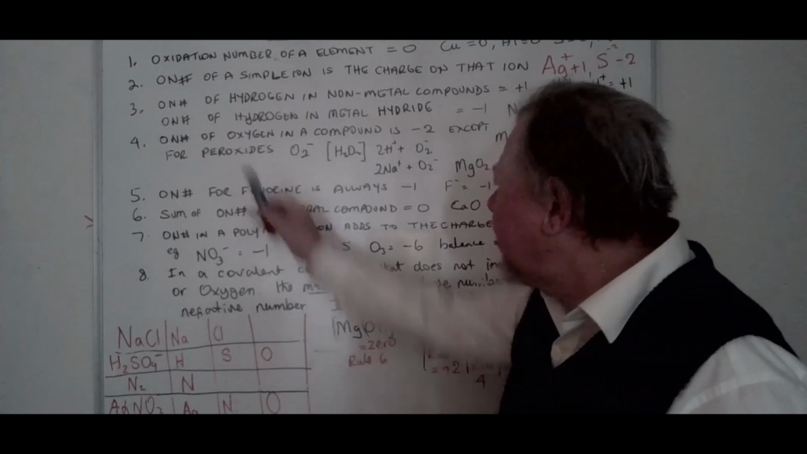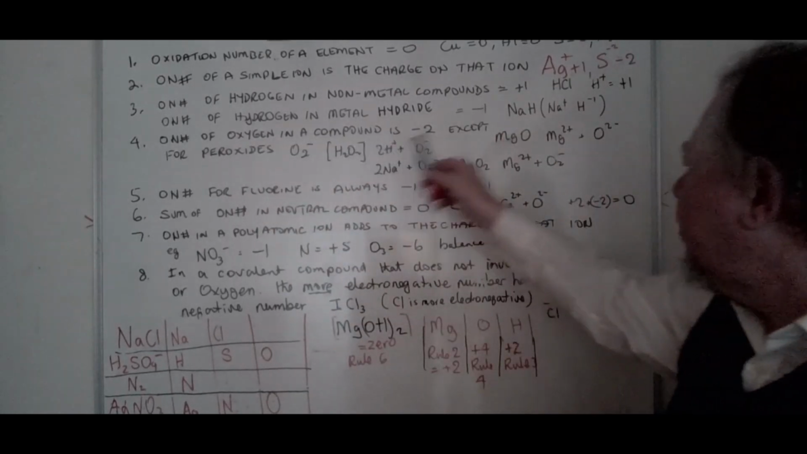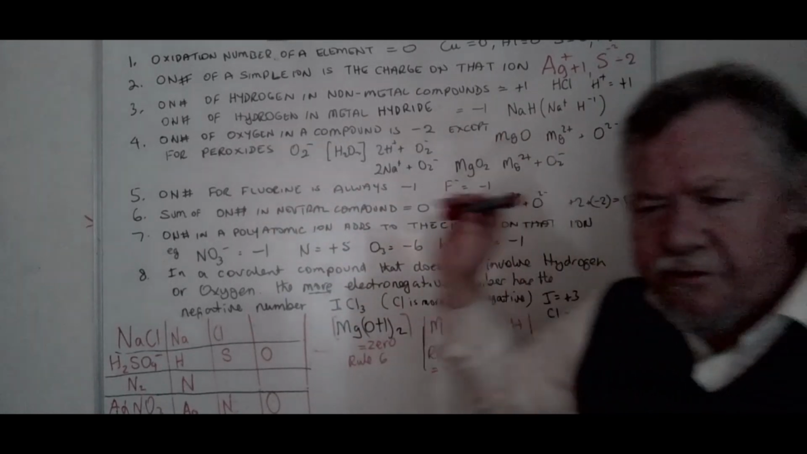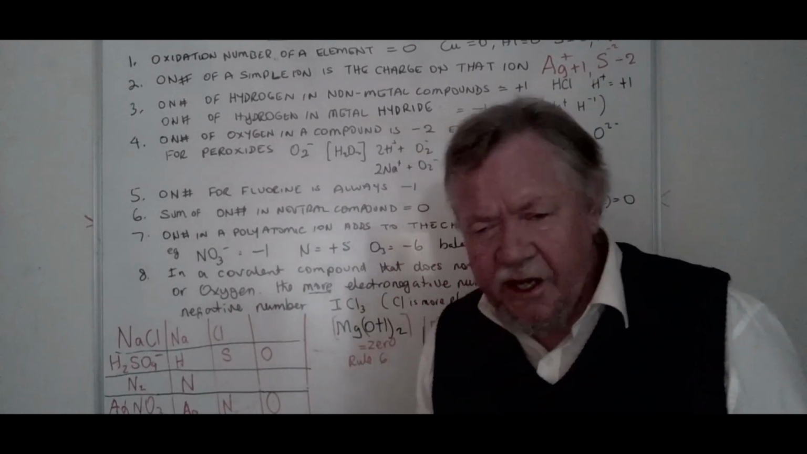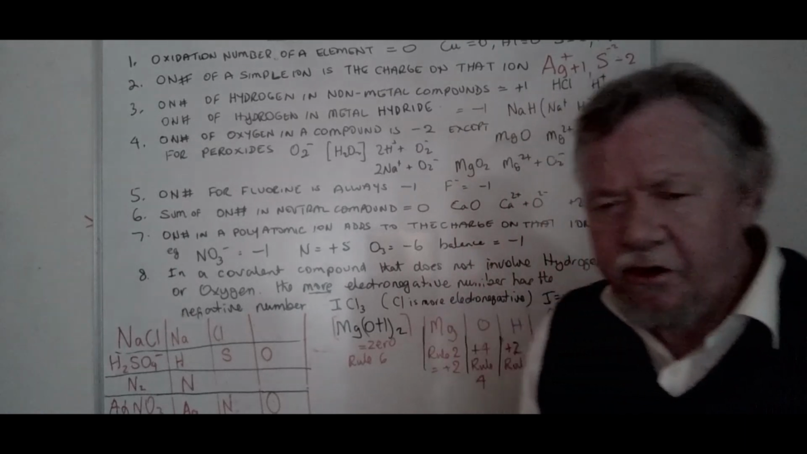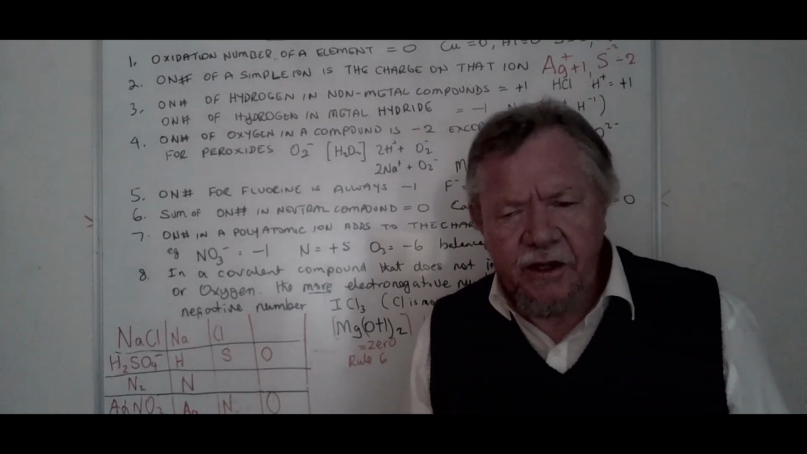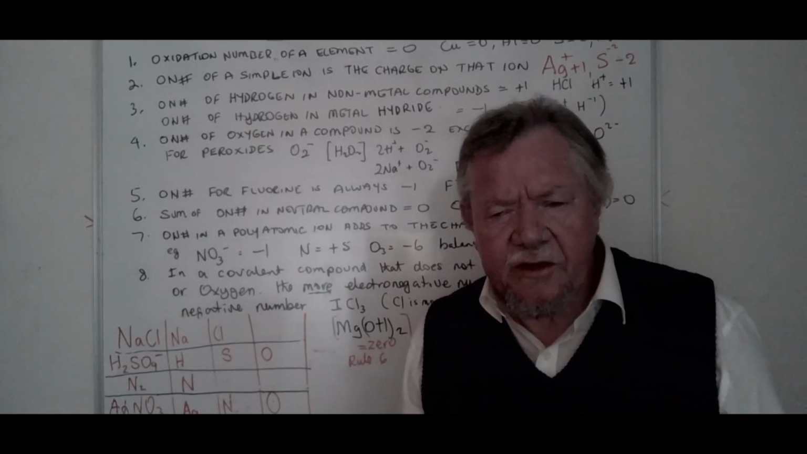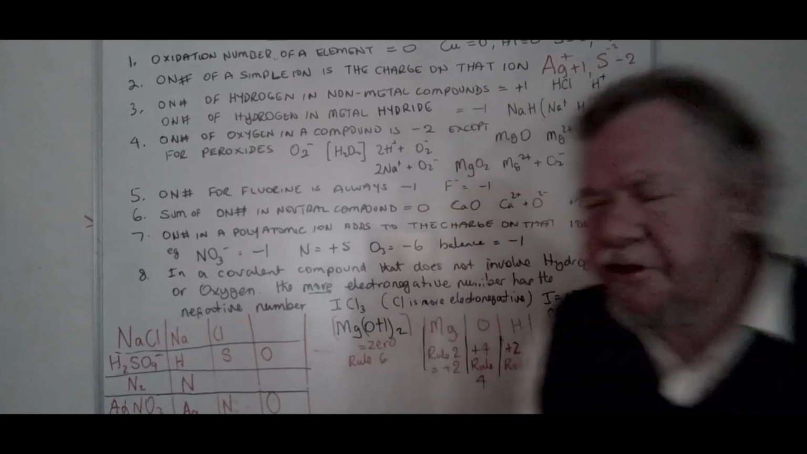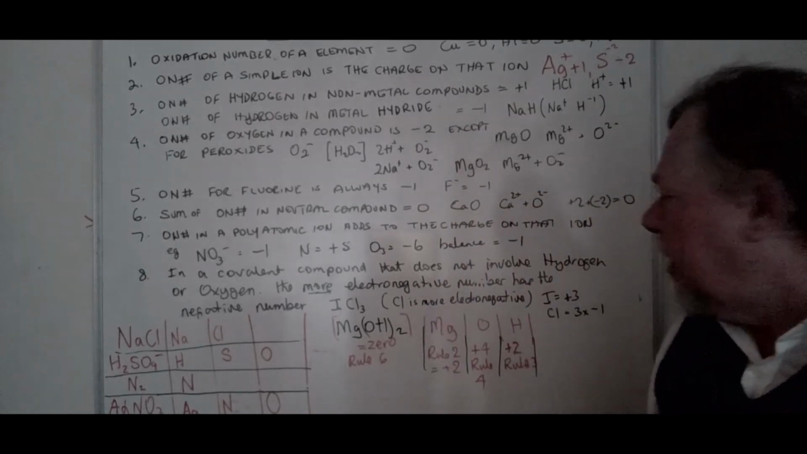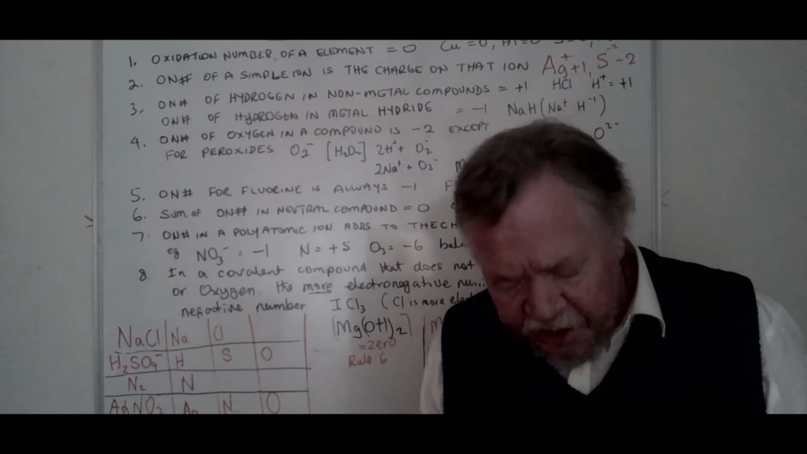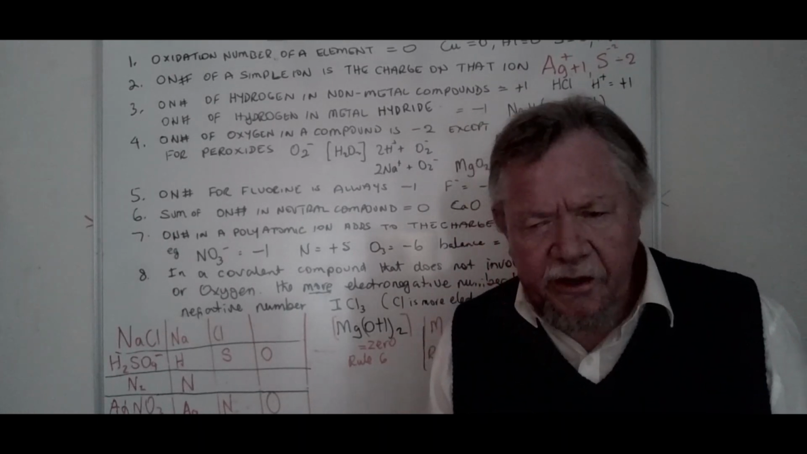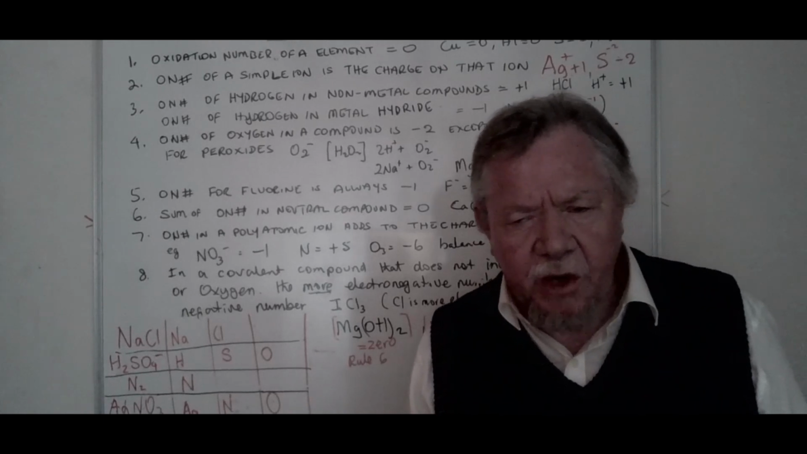Okay, number 4. The oxidation number of oxygen in a compound is usually -2. All right, so that's 99% of the cases where you've got oxygen in a compound like that, then the oxidation number is going to be -2. All right. However, again we have exceptions, and the one exception is where the oxygen forms a peroxide.